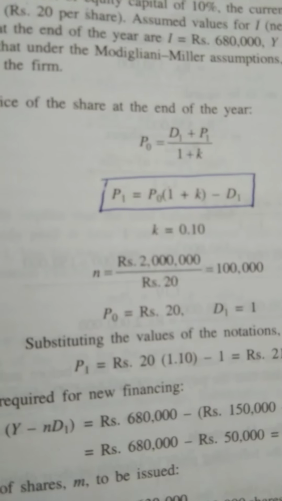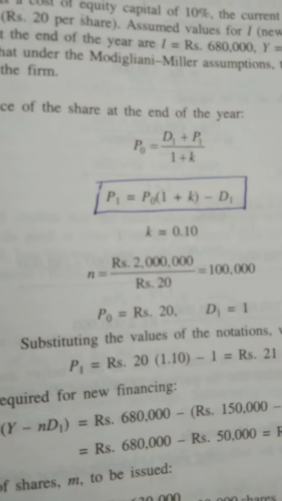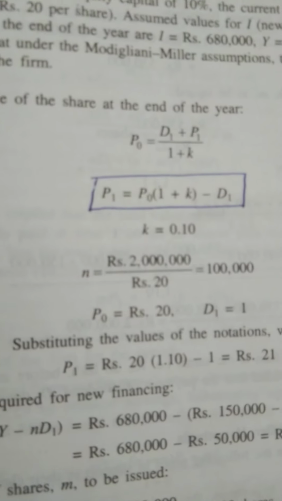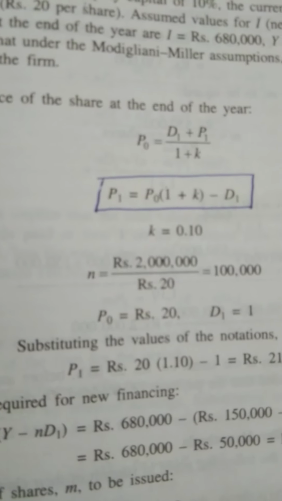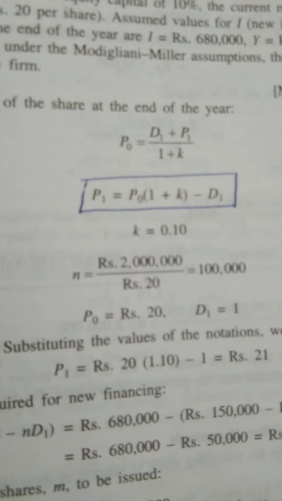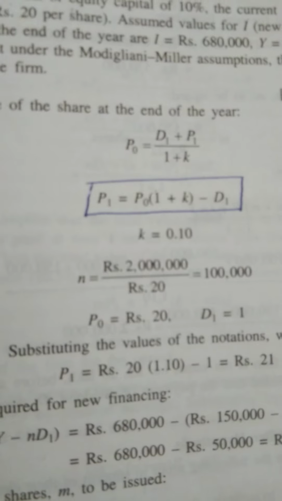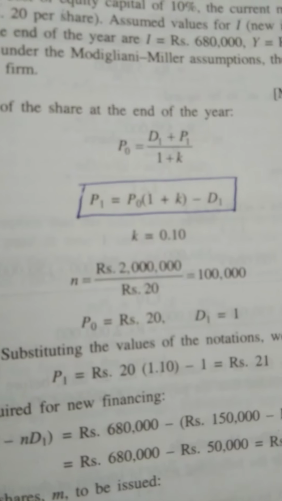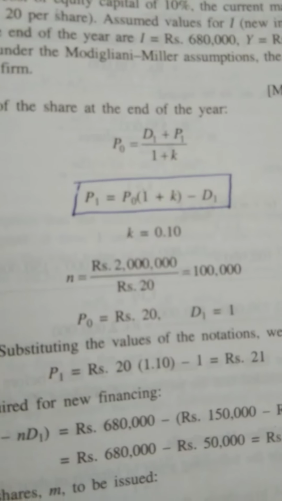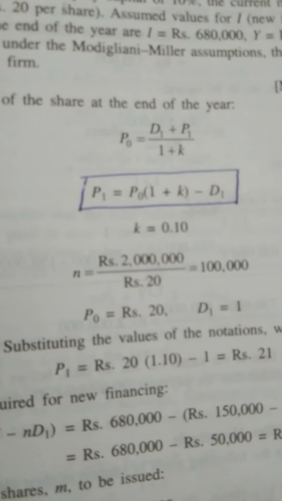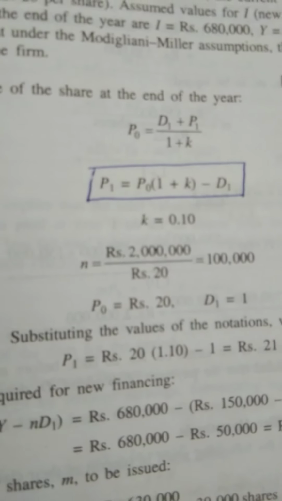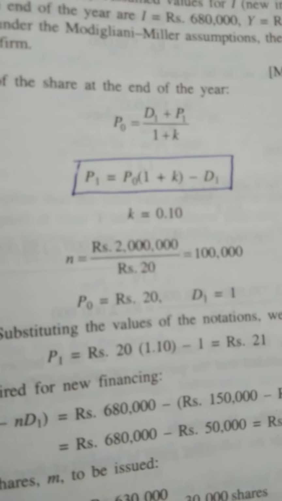Suppose we consider the financial year 2021: the price as on 1st April will be P0, and the price as on 31st March will be P1. D1 means dividend paid at the end of the year. 1 plus K is the cost of capital. After cross multiplying, the value comes out as P1 equal to P0 times (1 plus K) minus D1.